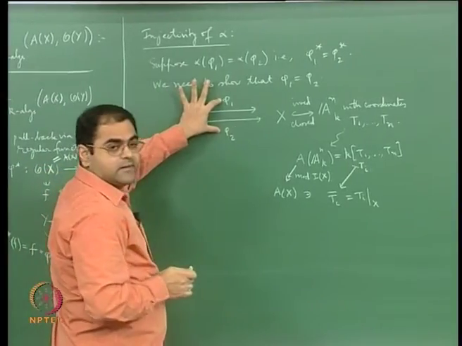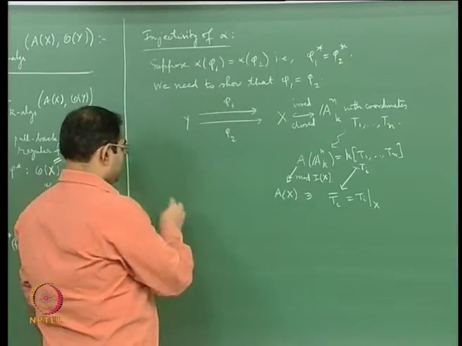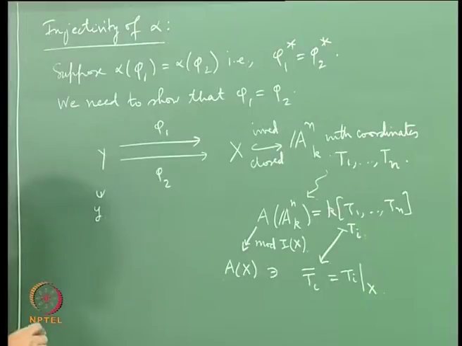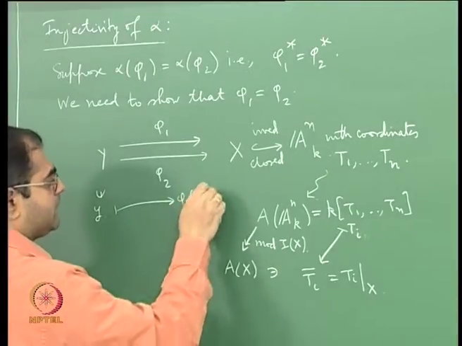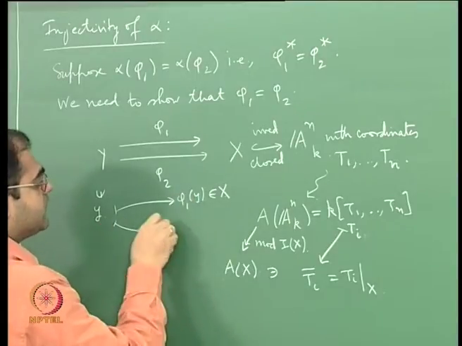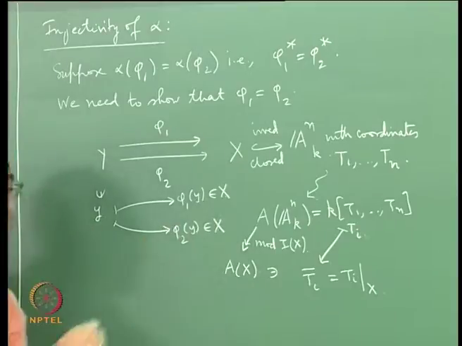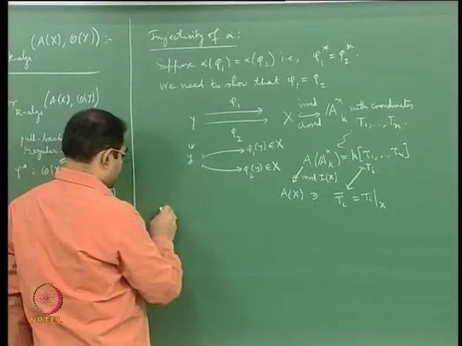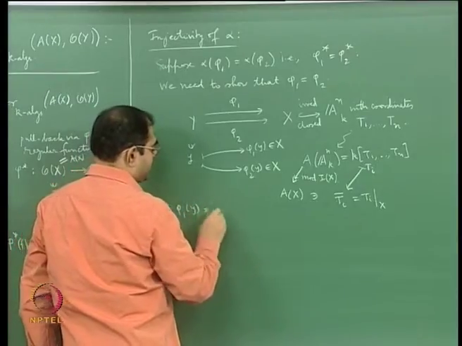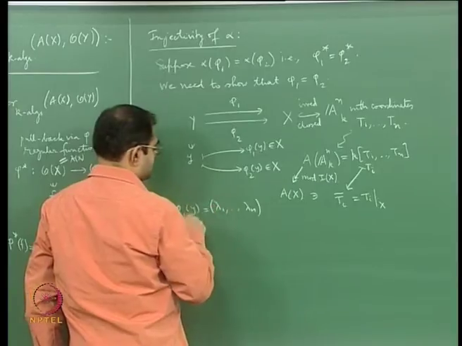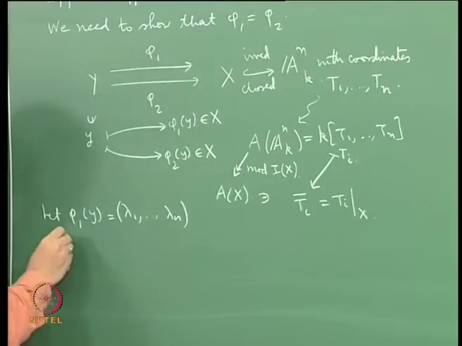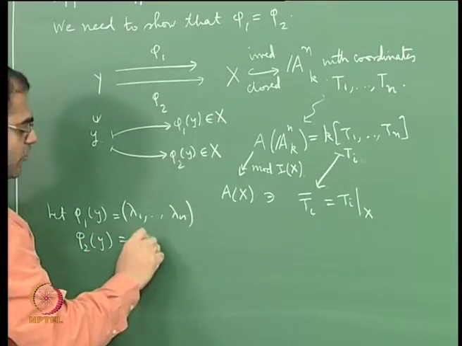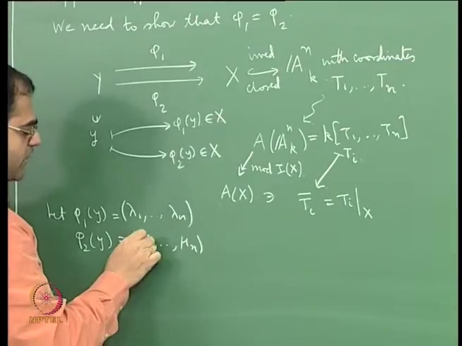How do I check these two maps are equal? I check by looking at the image of a point. So let me take a point small y. The point y will go under phi1 to phi1 of y, which is a point of x, and under phi2 it's going to go to phi2 of y, which is a point of x again. Both are points in affine n space, so they have coordinates. Let phi1 of y be lambda 1 etc. lambda n, because after all it's a point in n space, given by n coordinates. And phi2 of y is given by mu1 etc. mu n, these are the coordinates of this point.